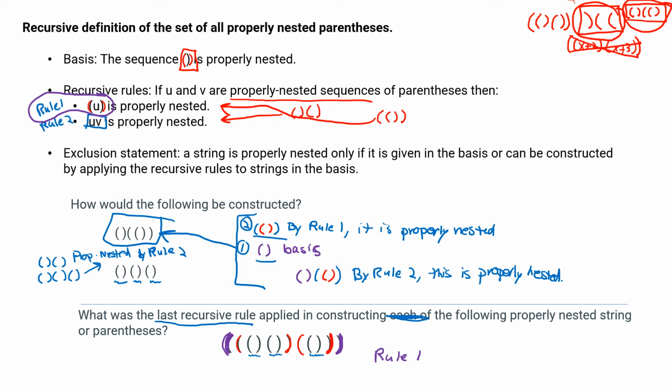If I had something like this, well, sometimes there's not a clear order, so I'm not going to try to come up with something because I'll probably come up with something that there's more than one way to do. But the ones they give you, you would know for sure which is the last recursive rule used. So hopefully that makes sense.